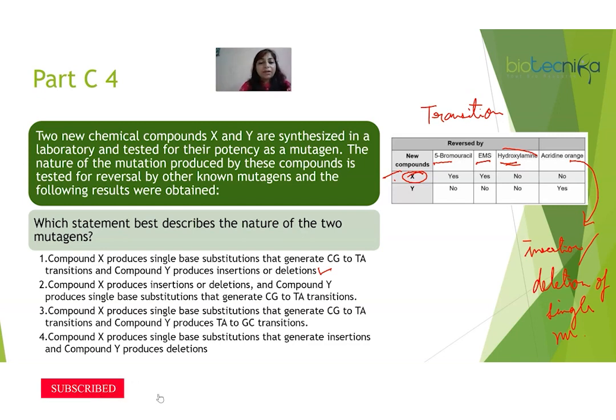B says that X produces insertion deletion, Y produces transition. Wrong. Option 3 states that X produces transition, Y produces transition. Wrong, Y produces insertion or deletion. Option 4 states compound X produces substitution that generates insertion, Y produces deletion. Now X is not producing insertion, it is producing transition. So this is also wrong. Answer will be option 1.